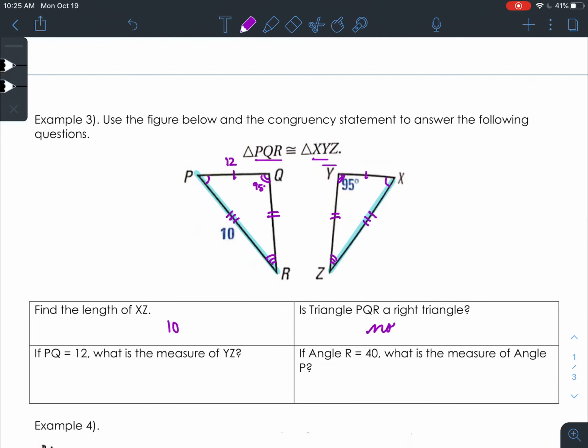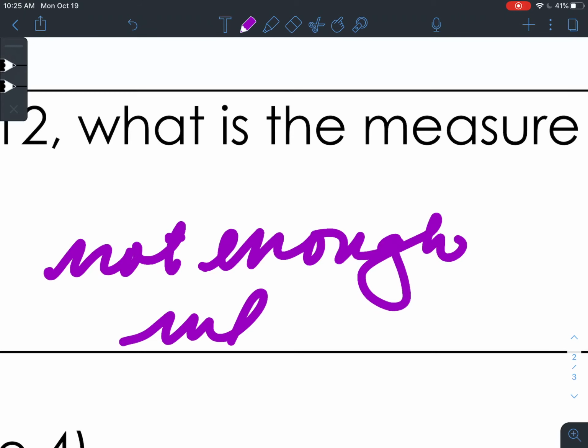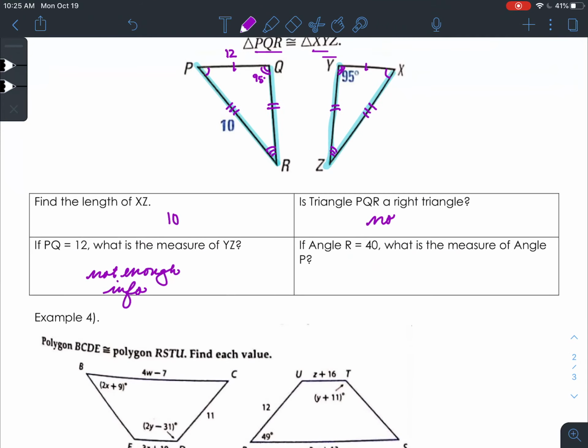Next one says, if PQ has a length of 12, what is the length of YZ? To be honest, guys, this one's a trick question. It says if PQ is equal to 12, what is the length of YZ? We actually don't have enough information to state that, because PQ is congruent to XY, and if I'm looking at QR, that's congruent to YZ. So this is not enough information.